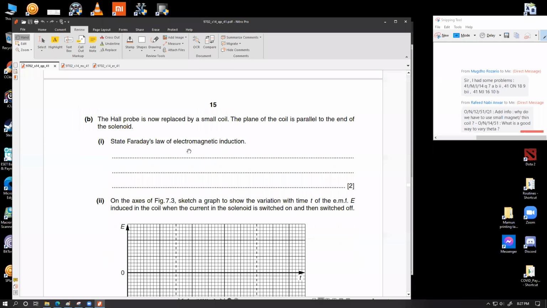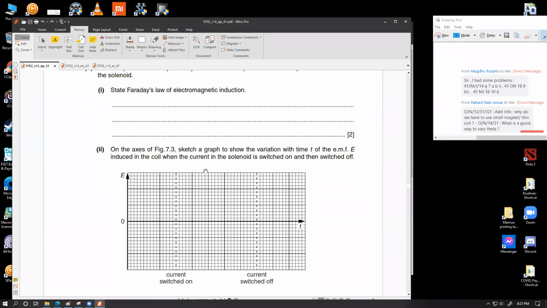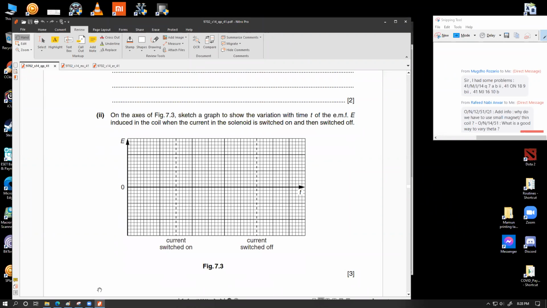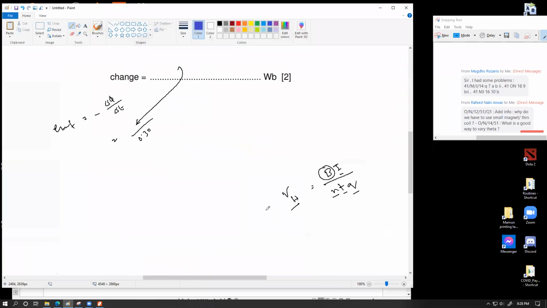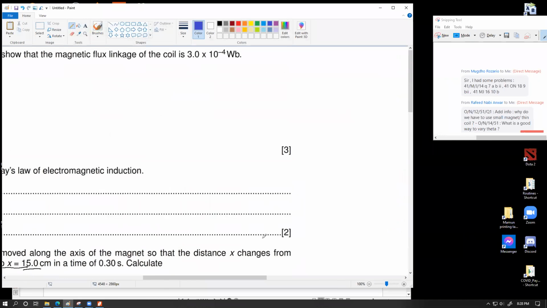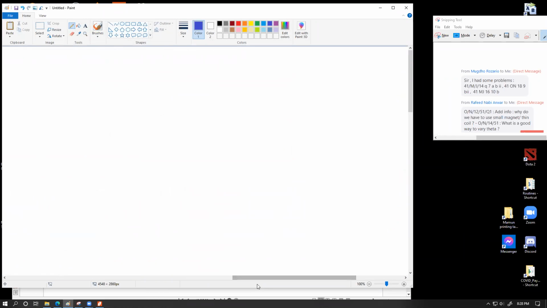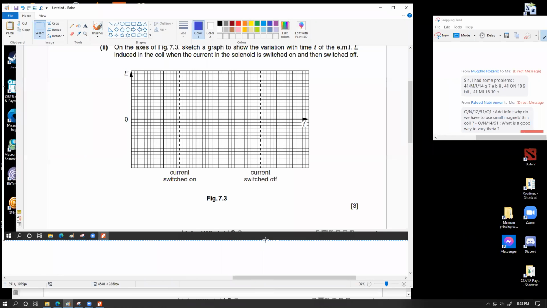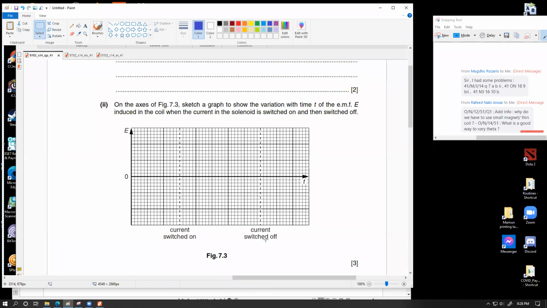Then the question says, state Faraday's law of electromagnetic induction. We normally wrote that. Then, on the exercise figure 7.3, sketch a graph to show the variation with time t of the EMF E induced in the coil when the current in the solenoid is switched on and then switched off. So how should the induced EMF behave? Beautiful question. Let's go for it. I'm going to once again use print screen and then take it up onto a new space. Let's take it over here. So this is the graph that we're trying to achieve.